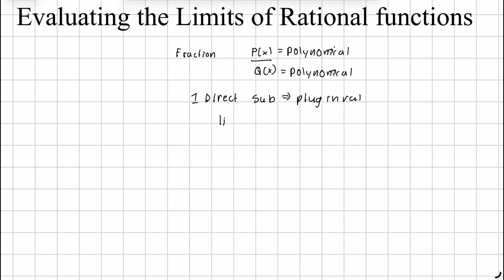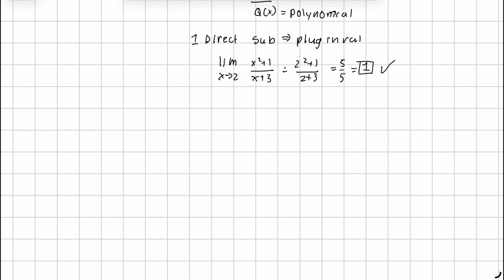For example, if you have the limit as x approaches 2 of x squared plus 1 over x plus 3, that's going to be 2 squared plus 1 divided by 2 plus 3, and we get 5 over 5, which just gives us 1. This worked out, and this is the value that we're approaching. That is our answer. If you have a substitution where you get a number over a number, and your denominator does not equal 0, that means you're done.